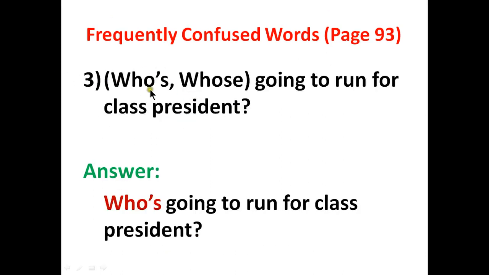Number 3. Who is going to run for class president? Who's, W-H-O apostrophe S, is the contraction for who is. So you will choose this one: who's going to run for class president.